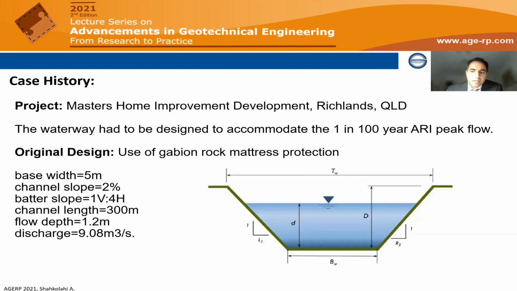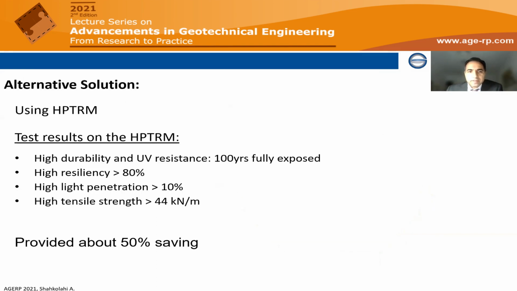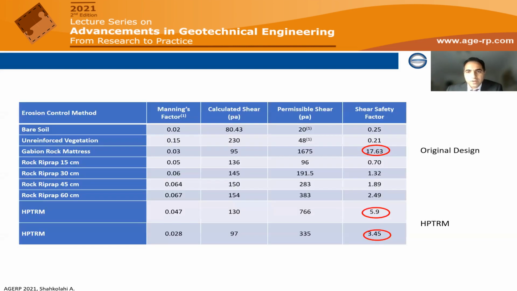Now, they came to us and asked us to redesign it with TRM and HPTRM solutions to see how it changes the cost. So what we did, we used the HPTRM. These are the values that we had in the HPTRM. It was highly UV stabilized for 100 years. The resiliency was 80%, the light penetration 10, and the tensile capacity 44. By changing the design from rock mattress to HPTRM, we saved them about 50% of the cost and time, which is a huge saving.